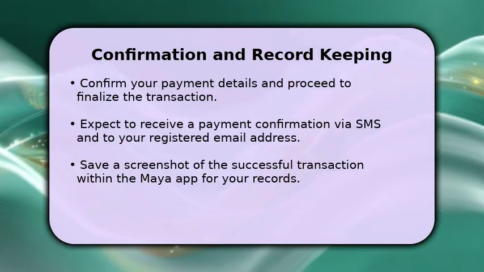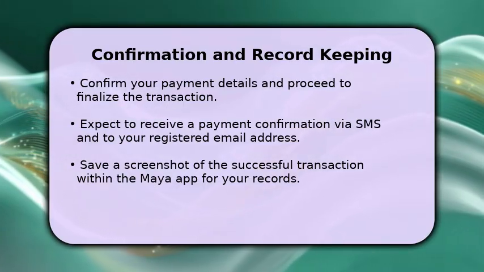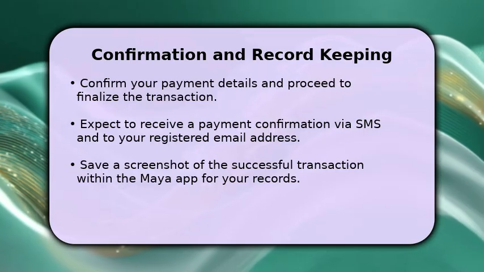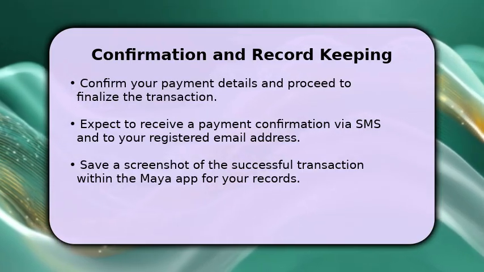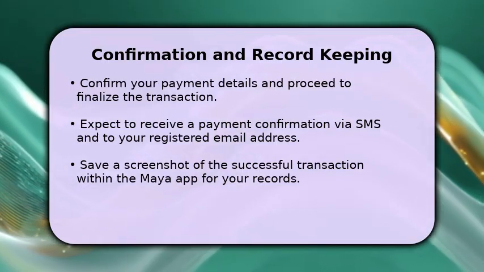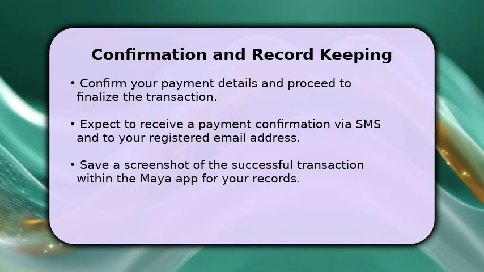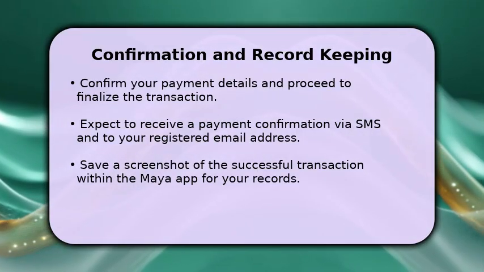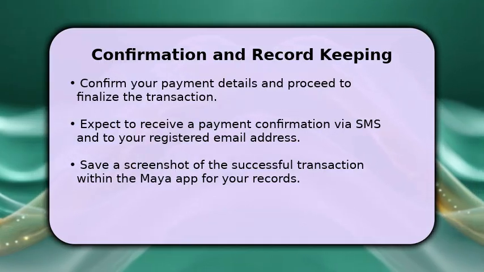You will receive an SMS notification and an email confirmation from Maya, typically within a few minutes. It is highly recommended to take a screenshot of the successful transaction in the app. Print out the email confirmation and securely attach it to your filed BIR Form 2551Q for your physical records. Always pay on time to avoid penalties.